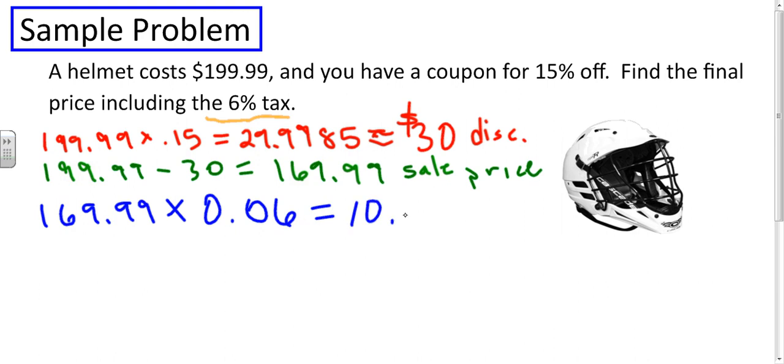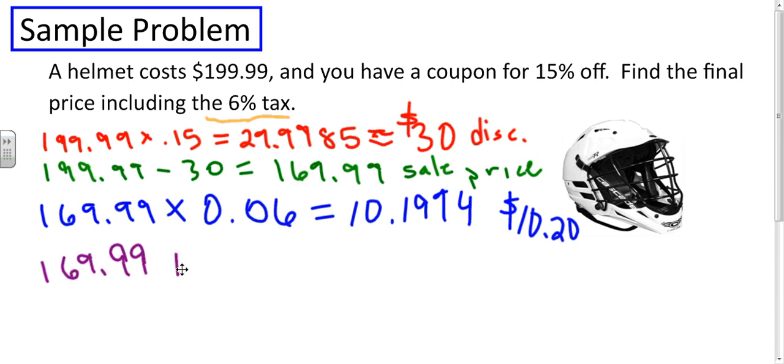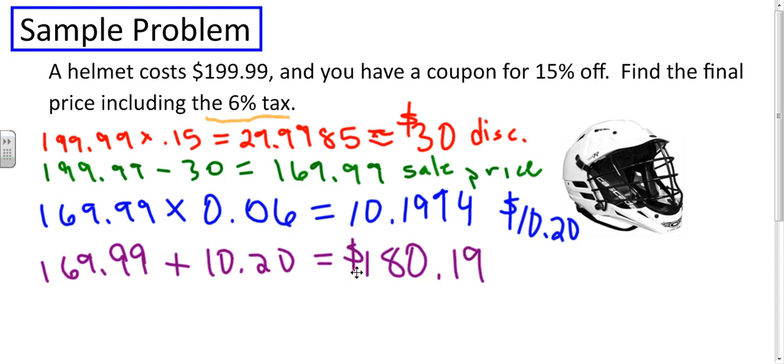That works out to 10.1994, which again, I'm going to round, and that's going to be $10.20. And then finally, I've got to take my sale price, $169.99, and I'm going to add the tax because tax increases my price. And I get $180.19. So after a 15% discount and the 6% tax, I pay $180.19.